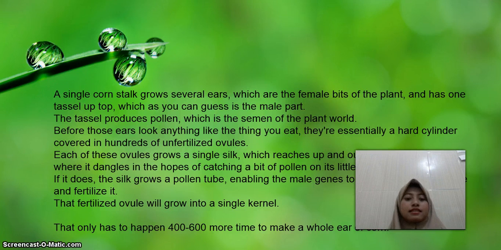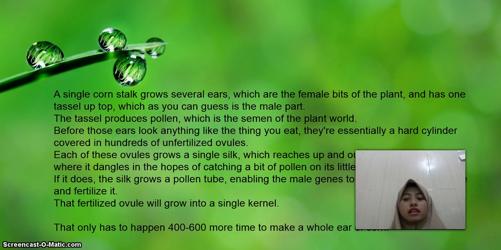A single corn stalk grows several ears, which are the female parts of the plant, and has one tassel up top, which, as you can guess, is the male part. The tassel produces pollen, which is the cement of the plant world. Before pollination, ears look nothing like the thing you eat.